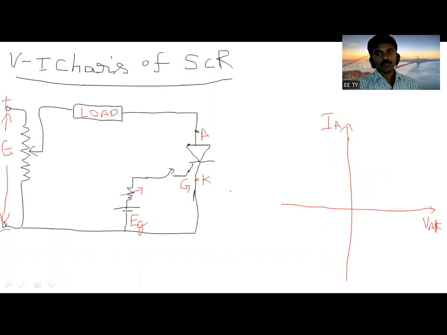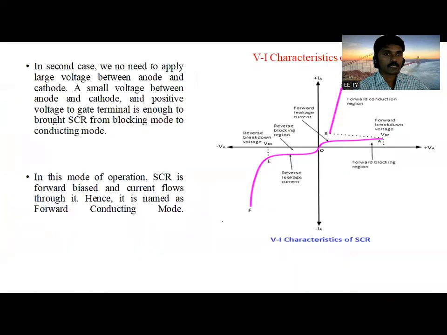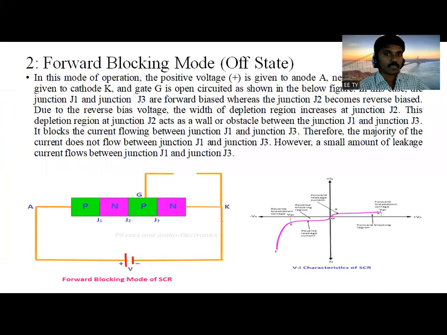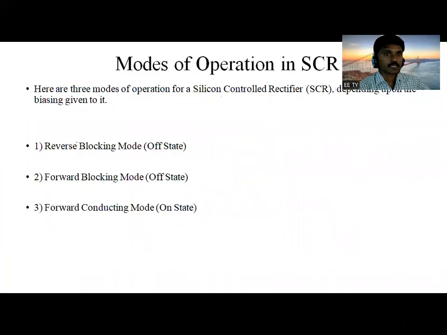Okay. So what is the operation of the SCR? Generally, the SCR will operate in 3 modes. SCR or thyristor will operate in 3 modes. What are those? कौन सा मोड में ऑपरेट होता है? These are the three modes: reverse blocking mode, forward blocking mode, and forward conducting mode.